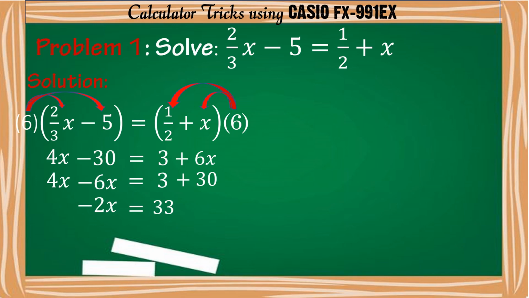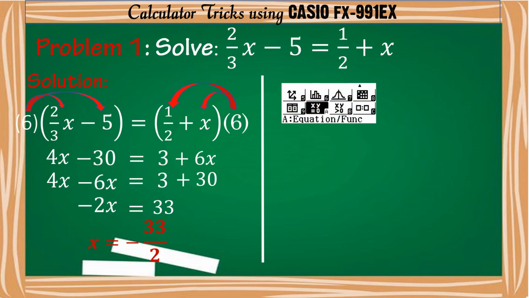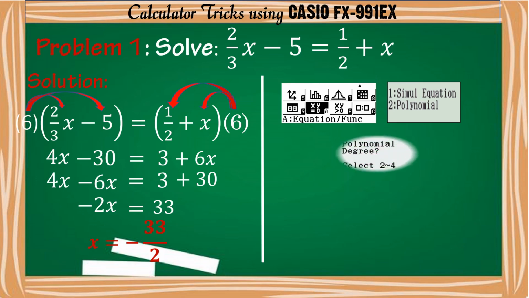Dividing both sides by negative 2 or multiplying both sides by negative 1/2, the value of x will become negative 33 over 2. Using the calculator, since this is an equation, let's go to the menu and select equation by pressing the negative sign. Dito nakalagay 1 for simultaneous equation and 2 for polynomial. Since the given is linear, which is under polynomial, we're going to press 2.